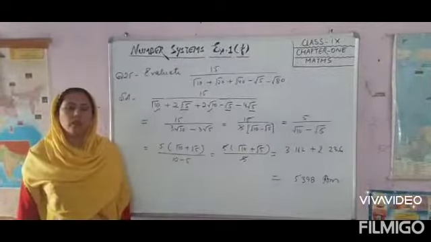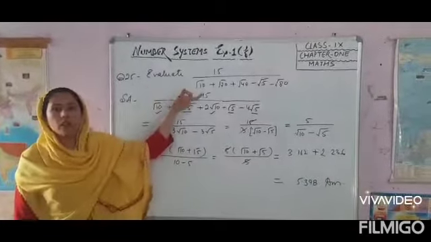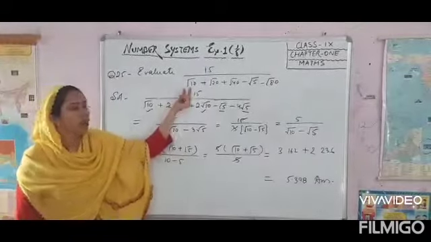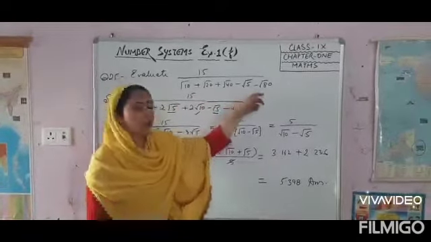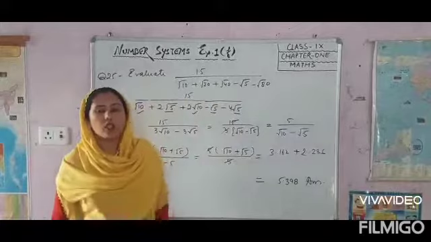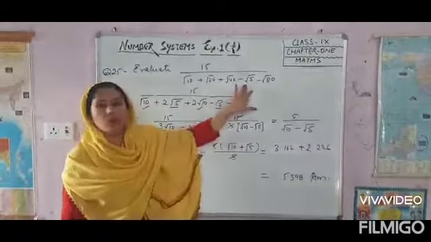Last question 25. It is written evaluate this. Look carefully, root 10, root 20, root 40, root 5 and root 80. These are not in its simplified form except root 5.